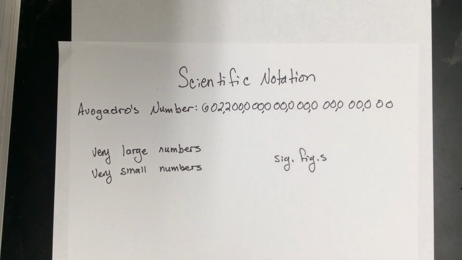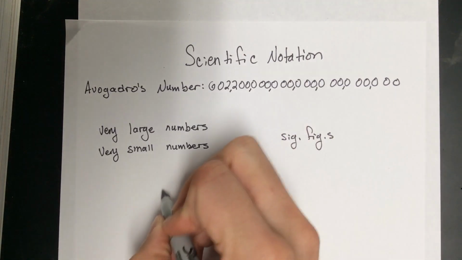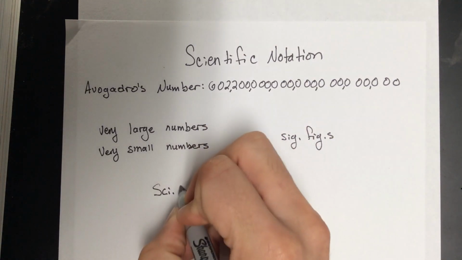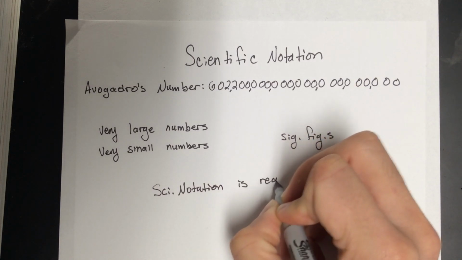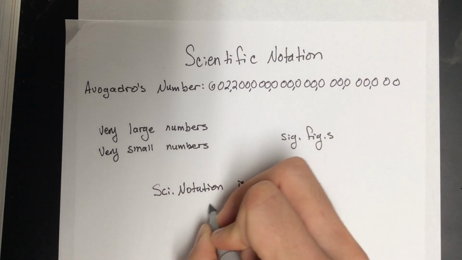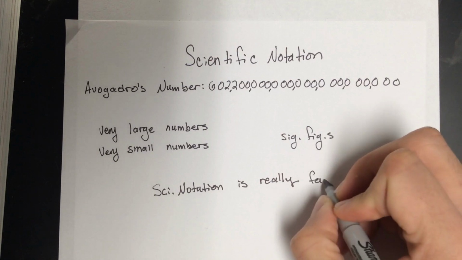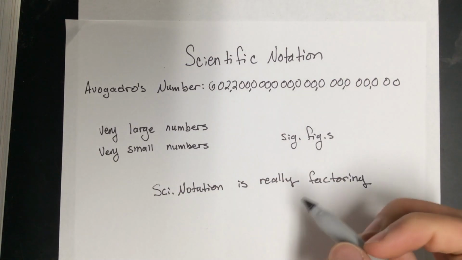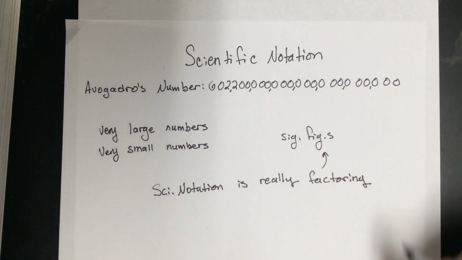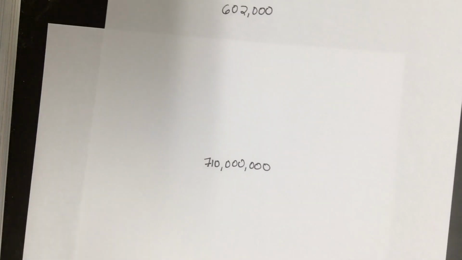But what is scientific notation? So really, scientific notation is really just a form of factoring. And the thing that we are factoring is the significant figures. So we factor out the significant figures and then write them separately from all of the non-significant digits. So what do I mean by that? Let's look at some examples.